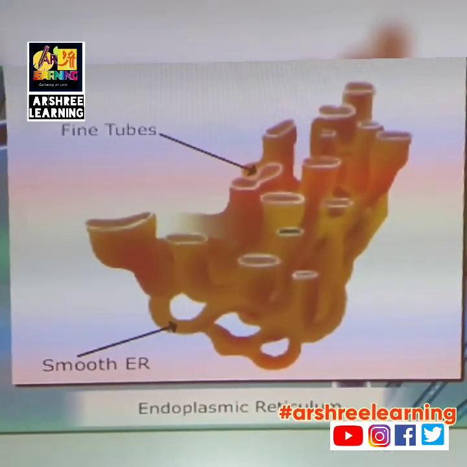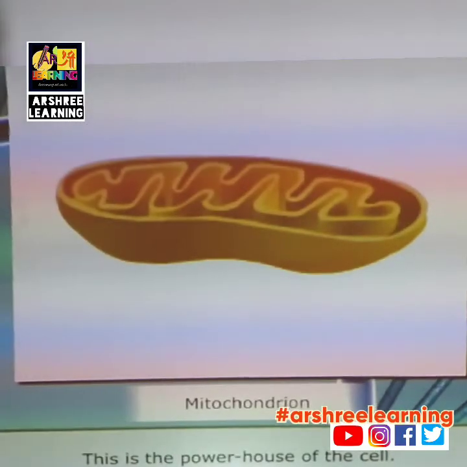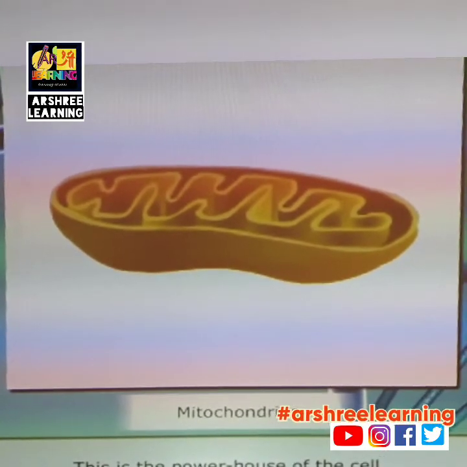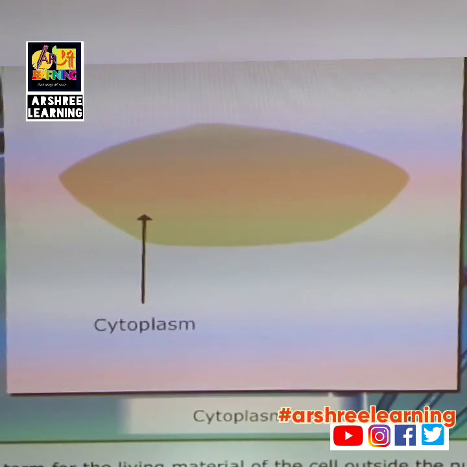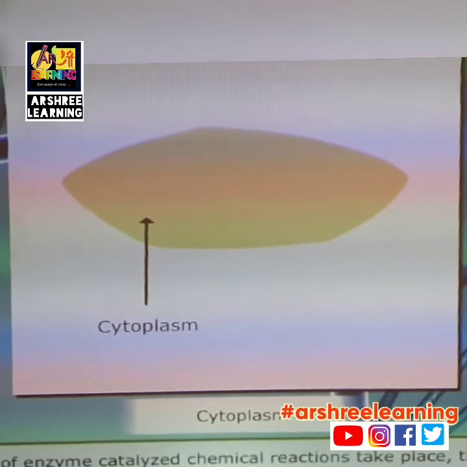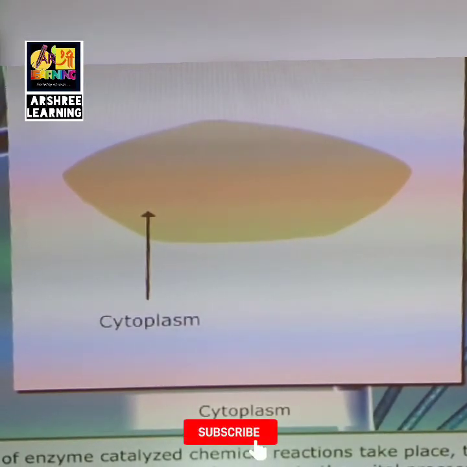This is the side view of the endoplasmic reticulum. You can see there are pipes. Then mitochondria is another very important part of the cell. It helps in distribution and utilization of energy. And cytoplasm, you have read, is a jelly-like substance found inside the cell, and it distributes the material inside.